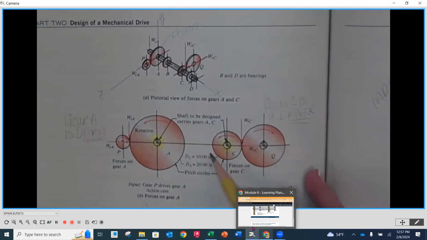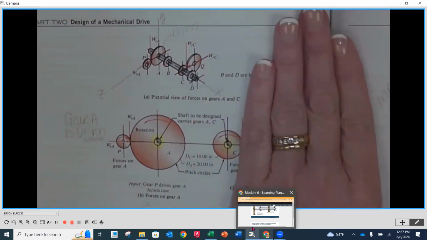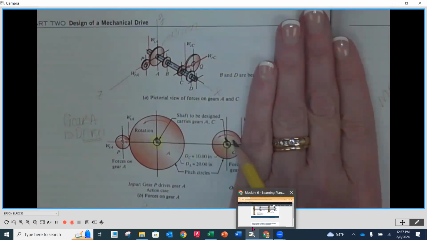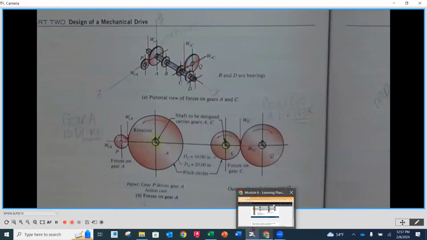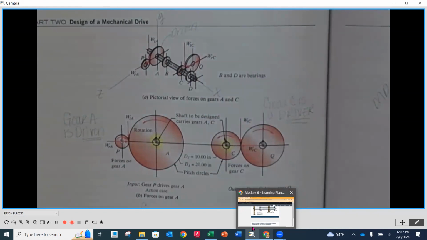Now let's look at C. C is right here, okay? C is on our shaft. It is rotating counterclockwise, and on the back side of it is where its engagement with Q is. That's going out to the machine, whatever it is.